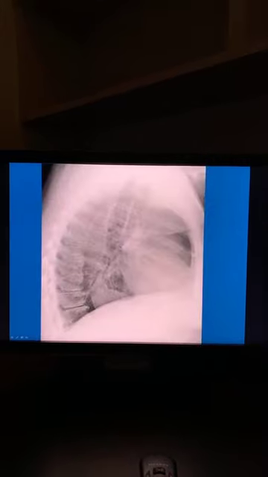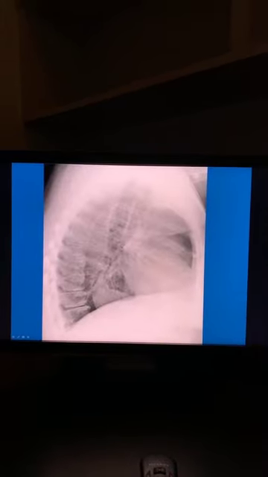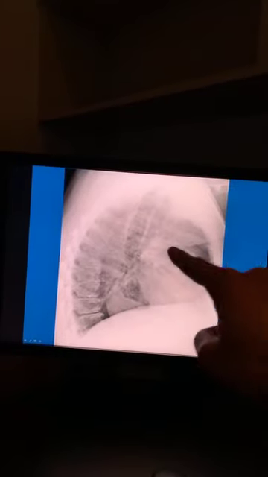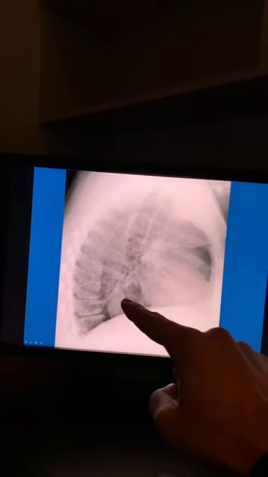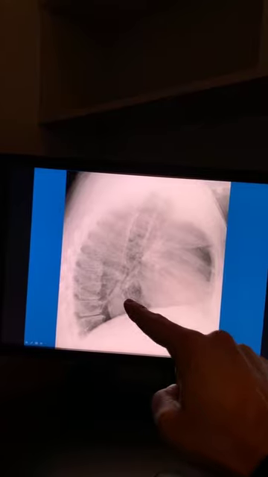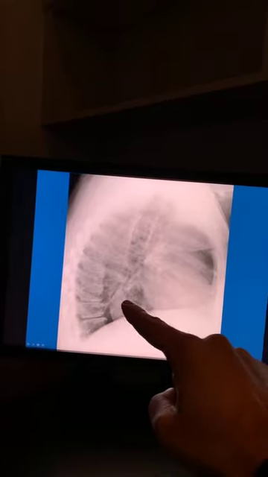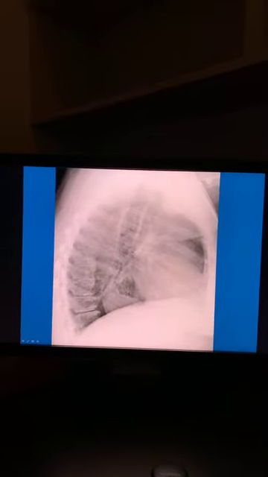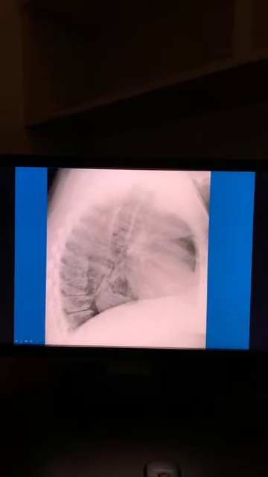Let's go to the lateral view. Do you see it? Anybody see it? This is the heart. Can you humor me right now? Is this an air fluid level right here? This is air, this is a line, and this is fluid down here. Why would you have an air fluid level and a bulbous type configuration behind the heart?